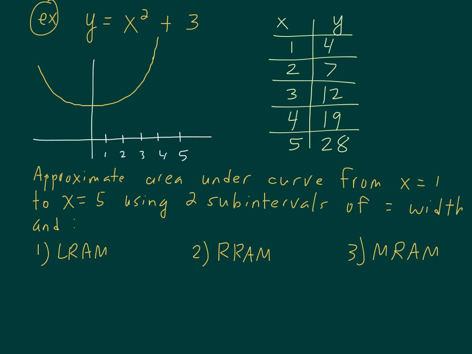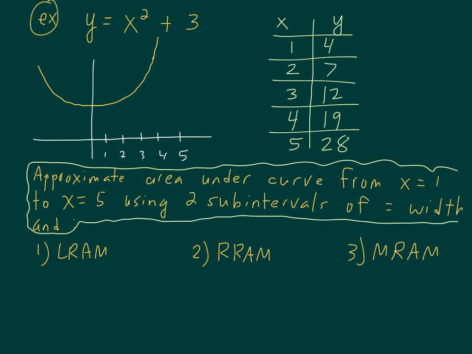Okay, and finally, let's look at an example here. Suppose we have this function y equals x squared plus 3. I've sketched it. I've also made a table of values, which you can easily do. Here is the actual question. We're looking to approximate the area underneath this curve from x equals 1 to x equals 5 using two subintervals of equal width, and we want to do it using these three different techniques. So there's really three questions here.